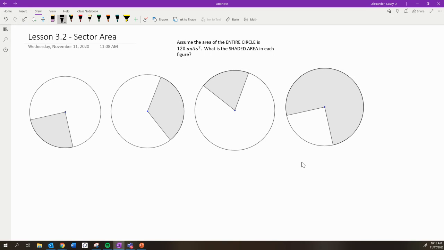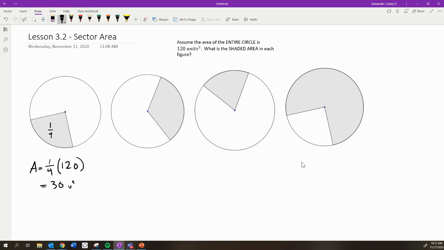Maybe you can tell that this is 1/4 of the entire circle. And so the area of this shaded region would be 1/4 of the entire area, or 1/4 of 120, which is 30 square units. Okay, so that was kind of an easy one that we figured out.